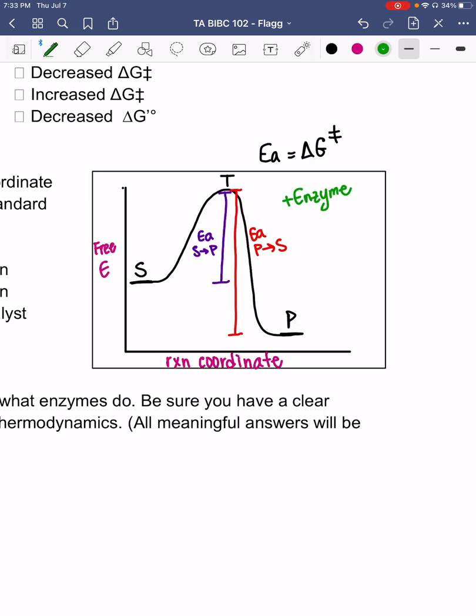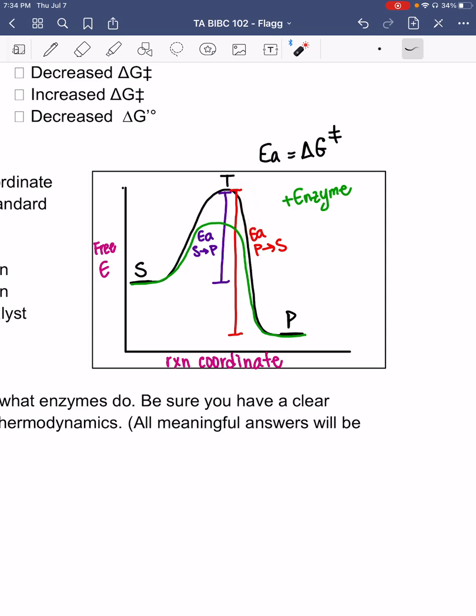Then the graph would look like this. It would look about like this, right? So the activation energies of both the forward reaction and the reverse reaction would be decreased, and they would be decreased to the same extent.